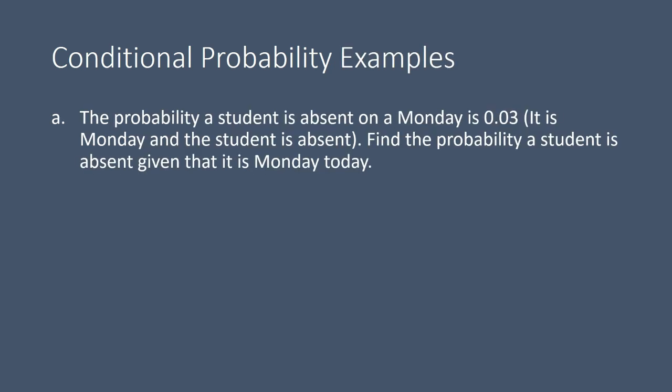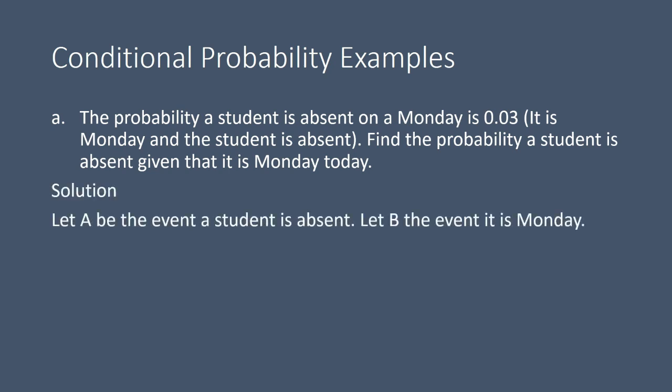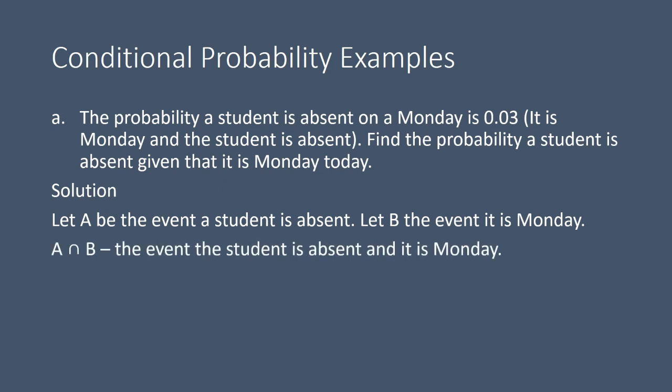Example, the probability a student is absent on a Monday is 0.03. So another way of saying it is Monday and the student is absent. And the probability of that happening is 0.03. Find the probability a student is absent given that it is Monday today. Let us define our events. Let A be the event a student is absent. Let B be the event when it is Monday today. So A intersection B is the event when the student is absent and it is Monday today at the same time.